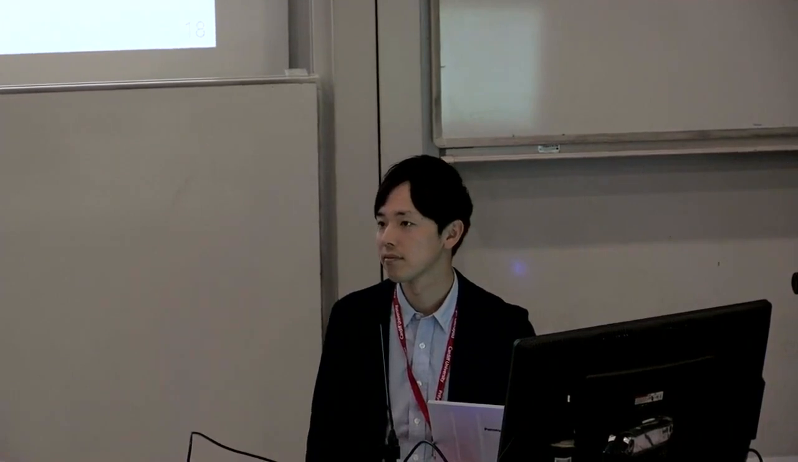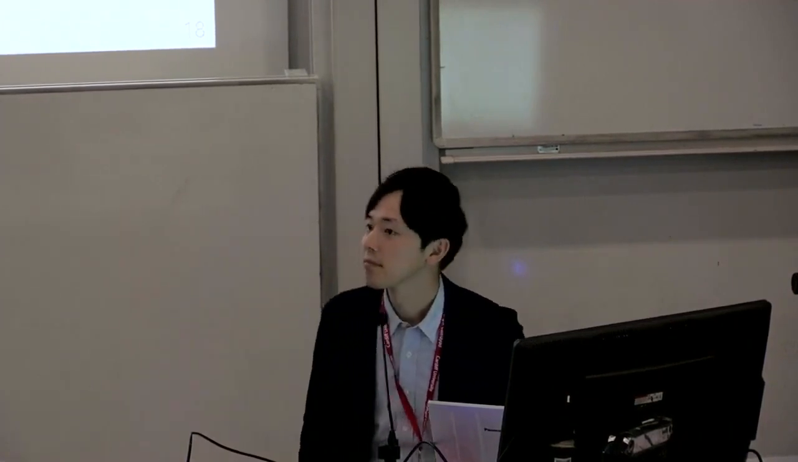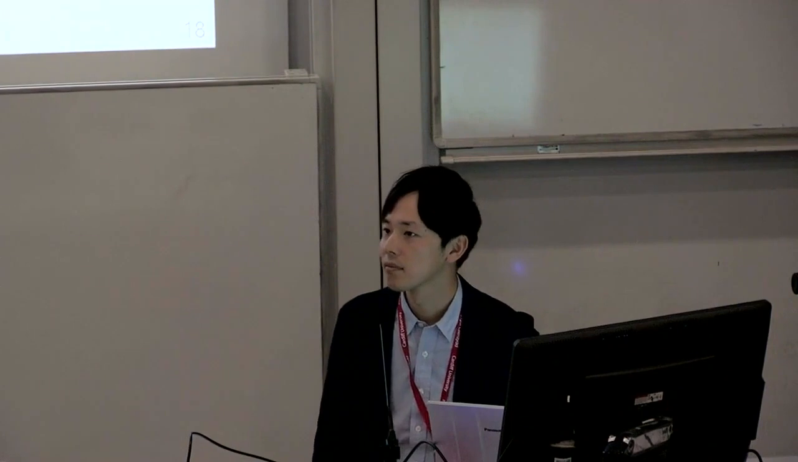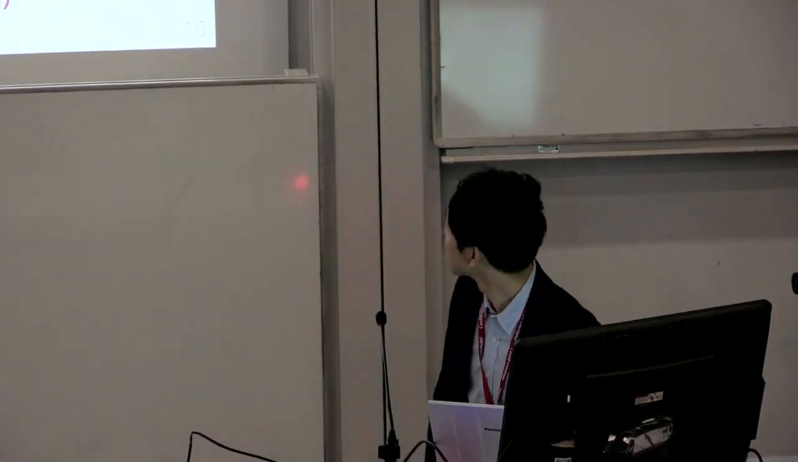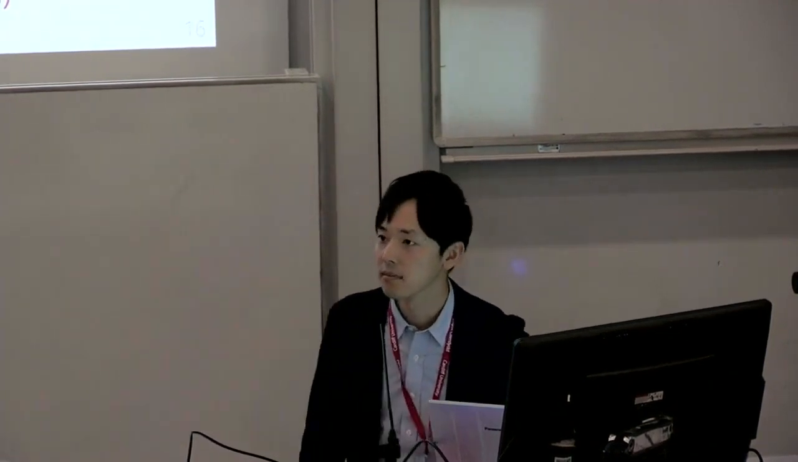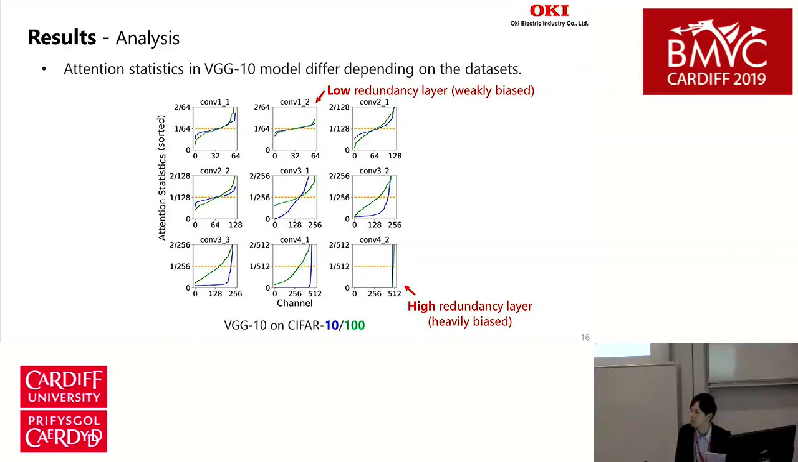Thank you for the talk. Just one quick question. I really like slide 16, if you can go back to slide 16. I don't know how many networks you tried this on, but can we say that the later layers have higher redundancy than earlier layers based on this diagram? Meaning that later layers are a lot more redundant?